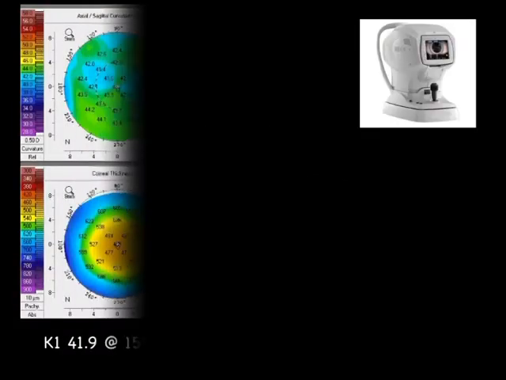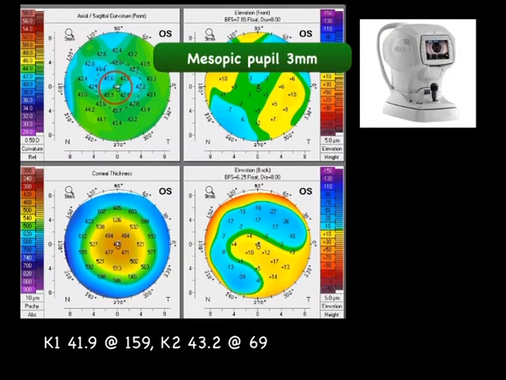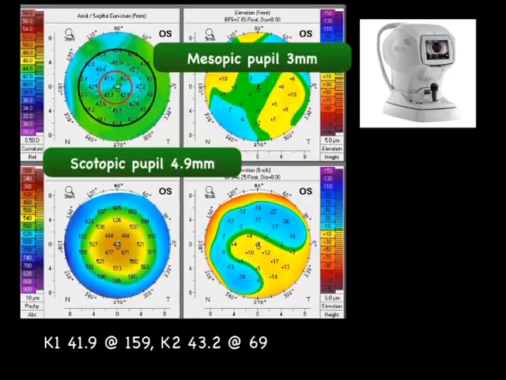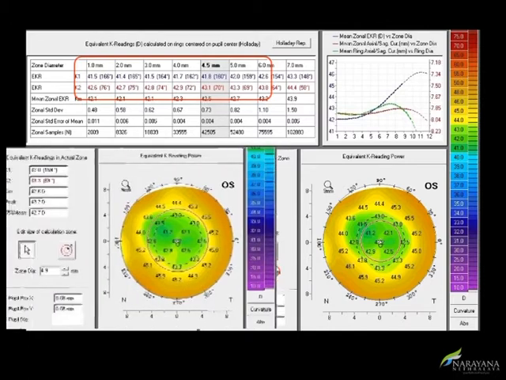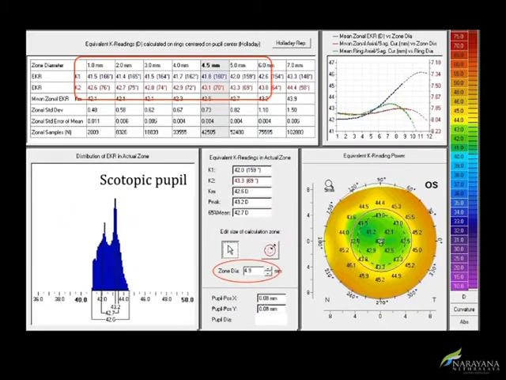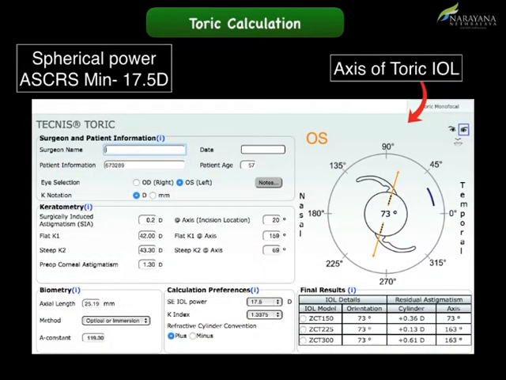For toric intraocular lens, along with keratometry, pupillometry is also important. In this case, the mesopic pupil size is 3 mm and scotopic pupil is 4.9 mm. Hence, we look for the keratometric distribution till the 4.9 mm zone on an EKR map. For toric calculation, we use the spherical equivalent from ASCRS's calculation and axis by online calculator using the keratometric value from the scotopic pupil size zone.